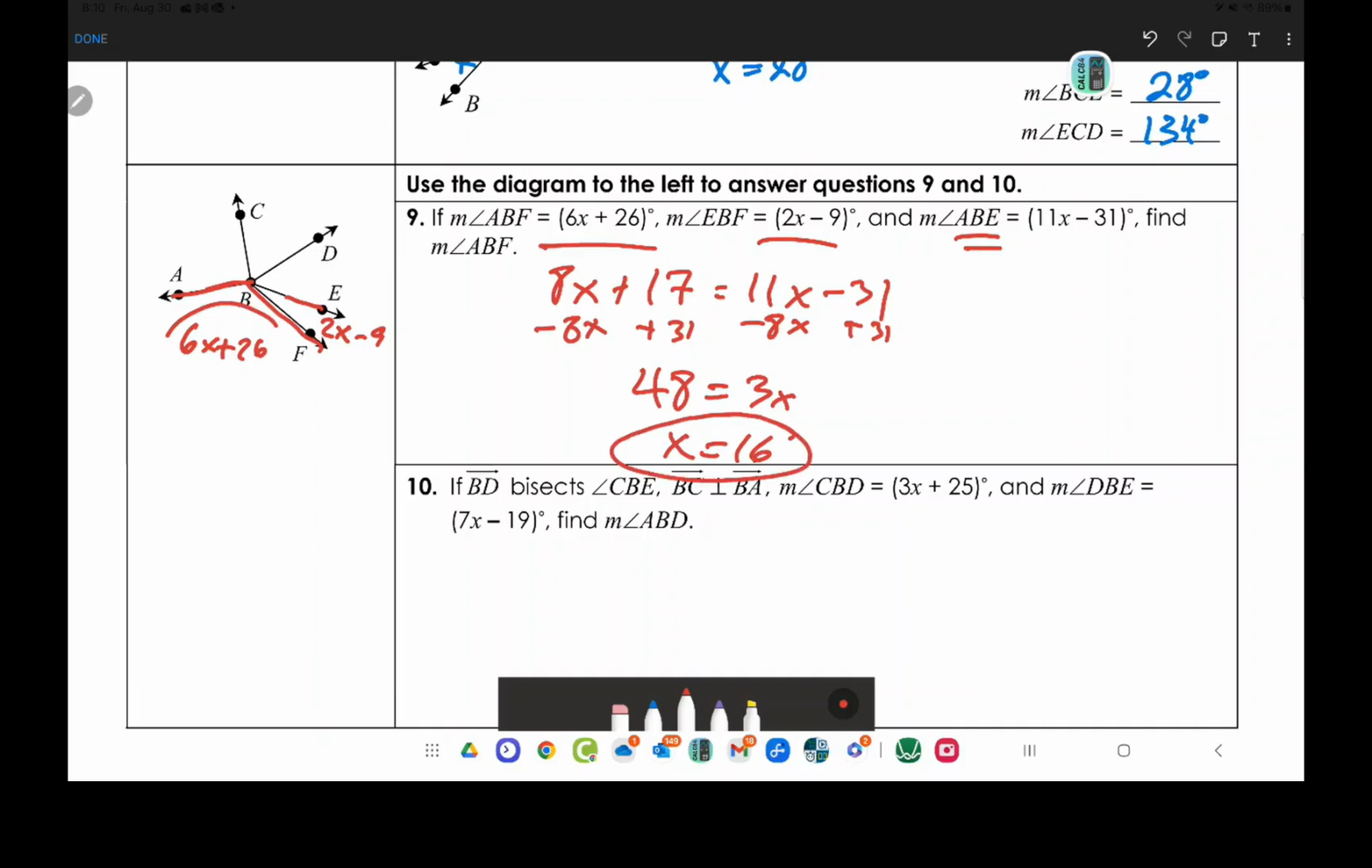Now they want to find ABF. So 6 times 16 plus 26 is 96 plus 26, which is 122.